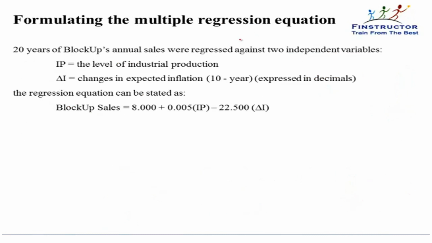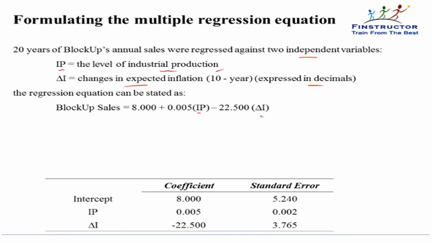So let's do an example. 20 years of Block-Up's annual sales were regressed against two independent variables. IP is the level of industrial production, and delta I is the change in expected 10-year inflation expressed in decimals. The regression equation comes out to be that Block-Up sales are 8 units plus 0.005 times the level of industrial production minus 22.5 times the change in expected inflation.